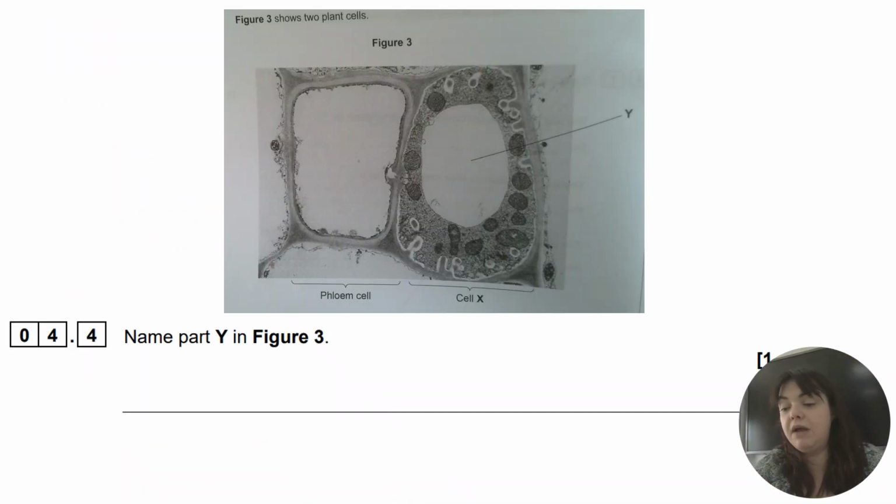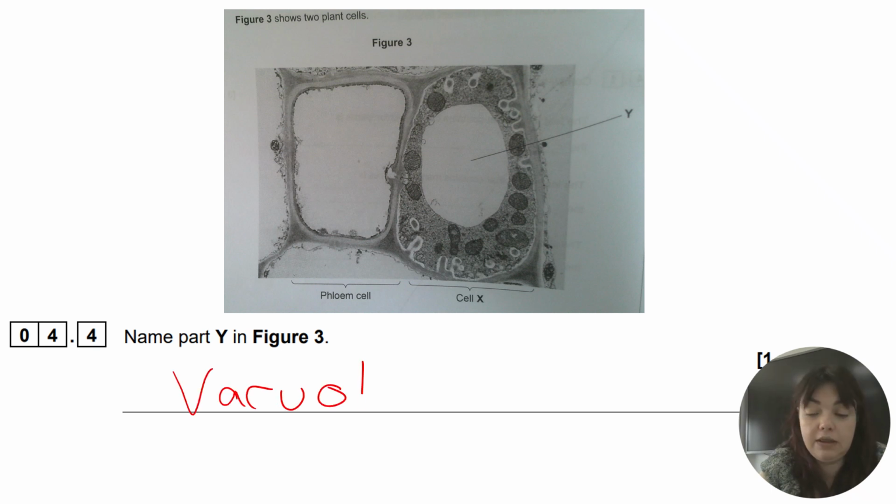So here we have a picture that shows two plant cells. We've got the phloem cell, and then we've got cell X. Name part Y in figure 3. So that is clearly a large space that is inside the plant cell. So that is a vacuole, and that is the only answer that you can give for that.